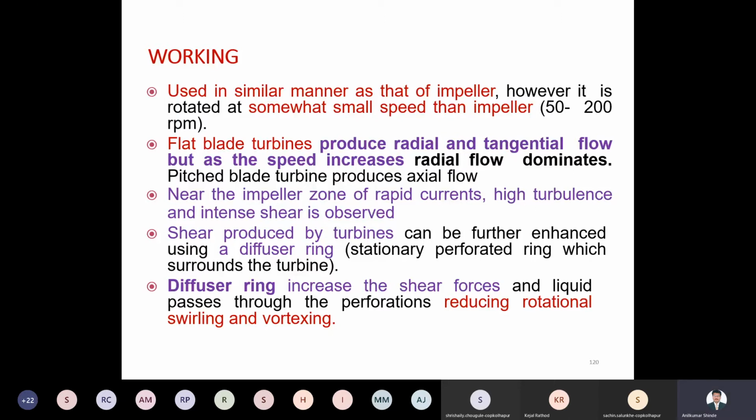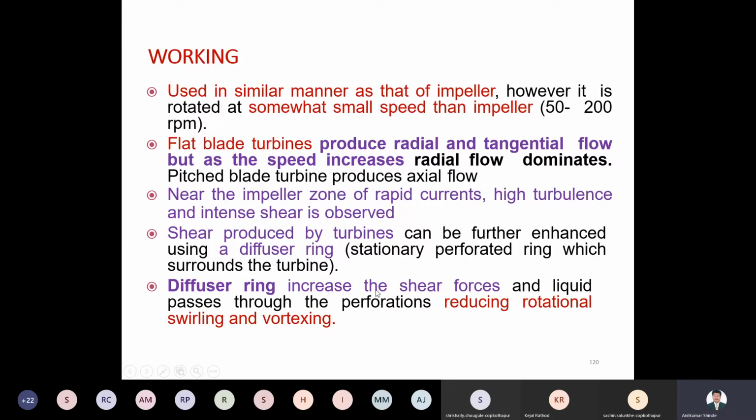Then the zone has rapid currents and high turbulence because the speed is high, so intense shear will be observed. With the disc type of turbine mixers, there is high shearing force. The intense shearing force is possible, and zero dead zone or zero unmixed zone is possible because high turbulent flow is created. So shear is produced by the turbine, right?